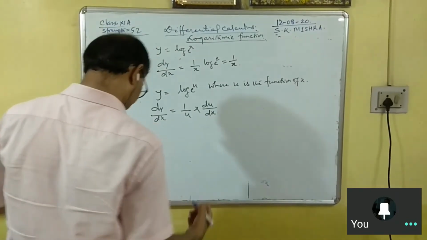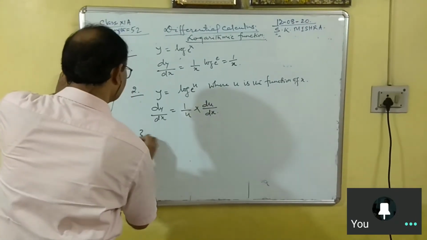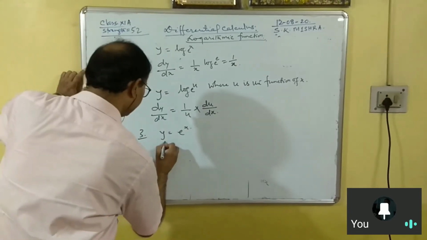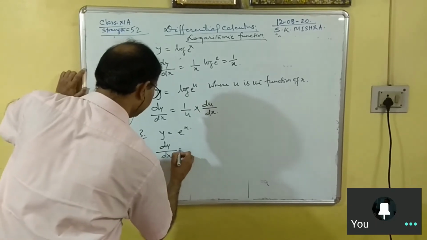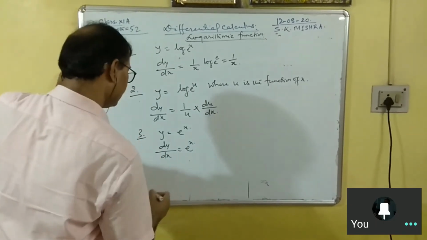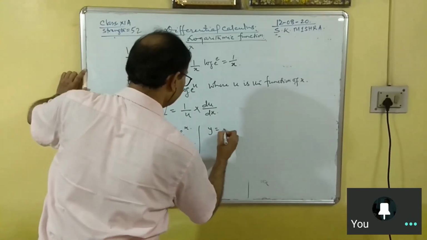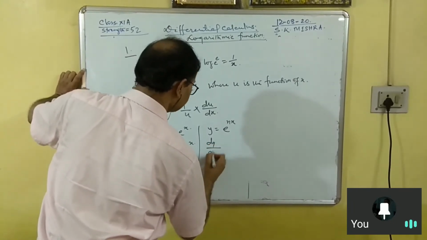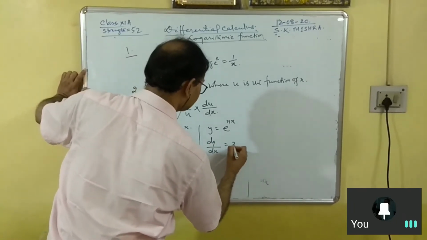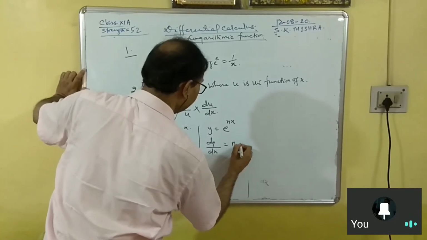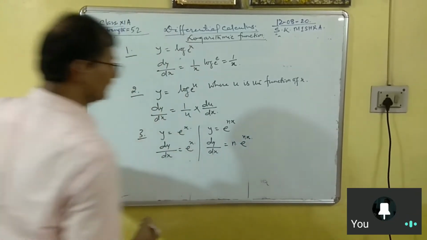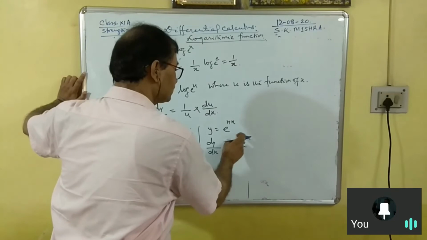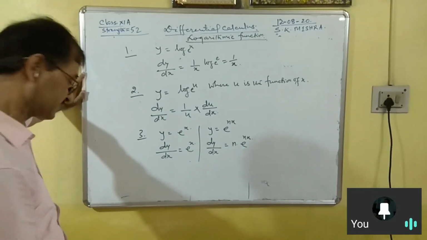Finally, if I ask you y is equal to e raised to x, an exponential function, then dy by dx is e raised to x only. And if y is equal to e raised to nx, like e raised to 2x, then dy by dx is n e raised to nx. For example, e raised to 3x gives 3 e raised to 3x.